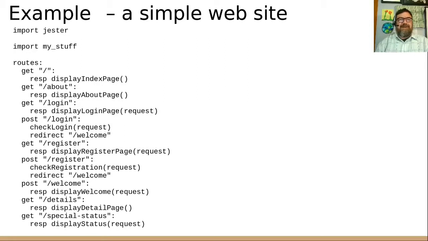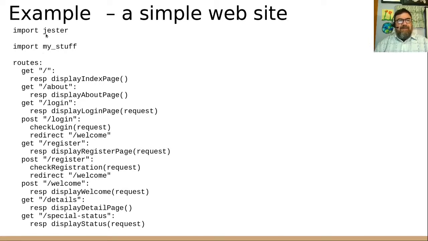Okay, here's our example website. It doesn't do a whole lot. It shows 7 web pages. It has an index page, an about page, a login page that allows you to log in if you already have an account, a register page to register if you don't have an account, a welcome page, and 2 other pages, details and special status. And this website isn't about anything in particular. It's just a nice, simple website.